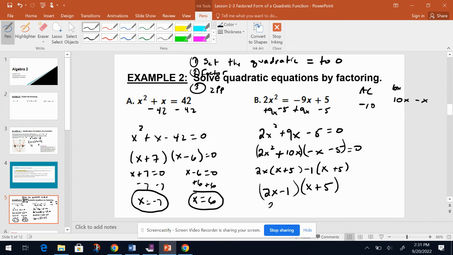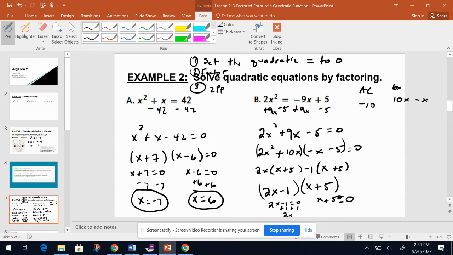Now I'm going to set each factor equal to 0 and solve. So I'm going to add 1, 2x equals 1. I'm going to divide by 2, and you get x is equal to a half. And then over here, you're going to subtract 5. You get x is equal to negative 5. So if I graph this quadratic in Desmos, it would cross at 0.5 or 1/2 and negative 5.